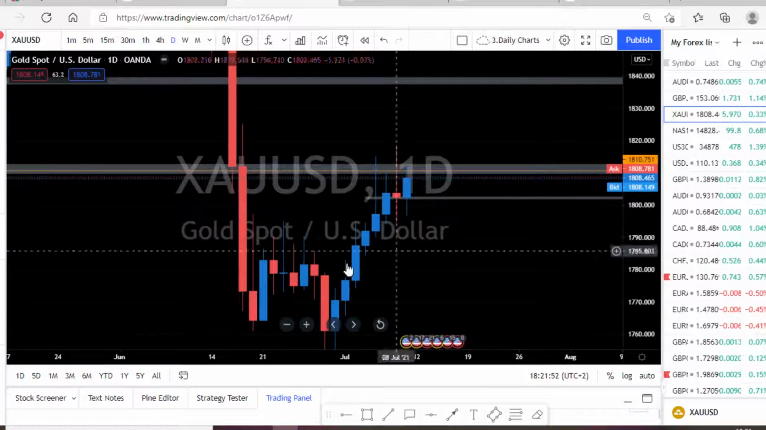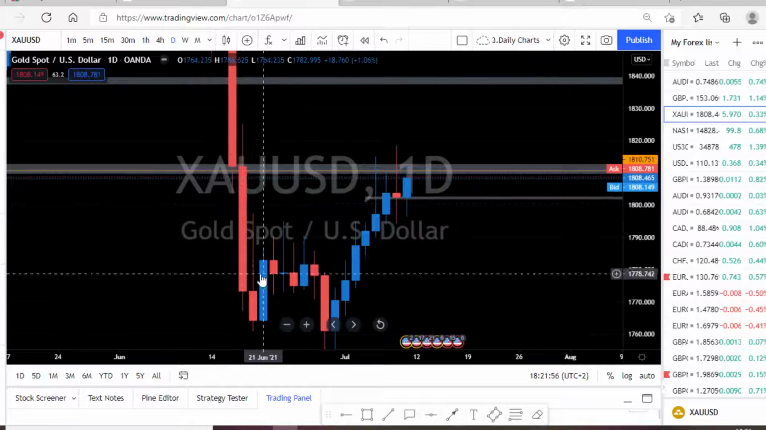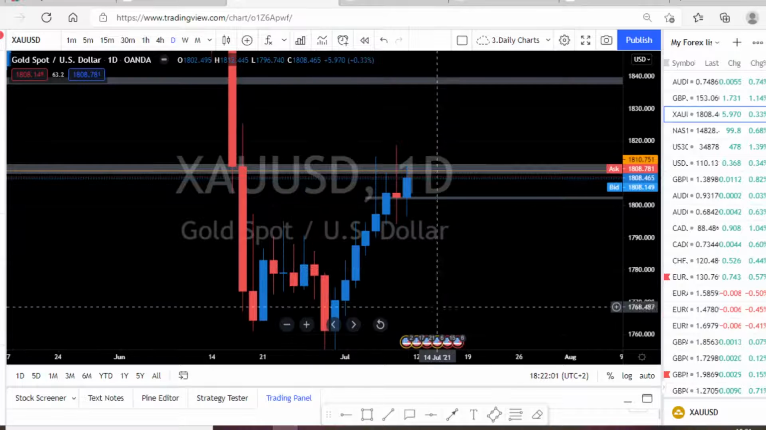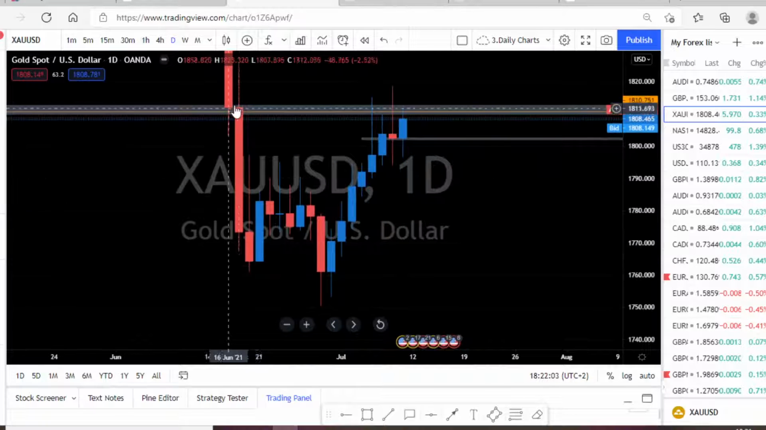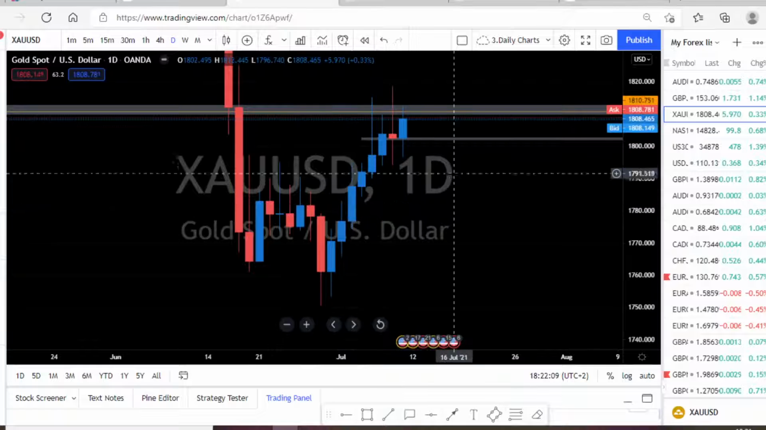Also on a daily, this broke structure right here because this was a downtrend. This was a downtrend, then pulled back. However you can call this, or maybe this was straight downtrend or pull back, but it broke this area right here. So it's a break of structure.